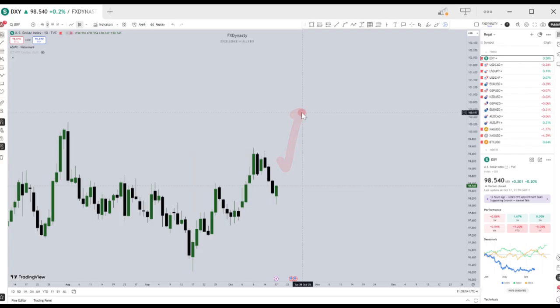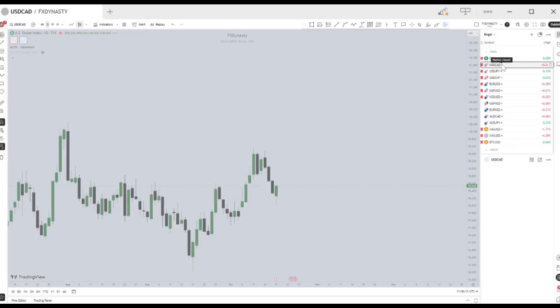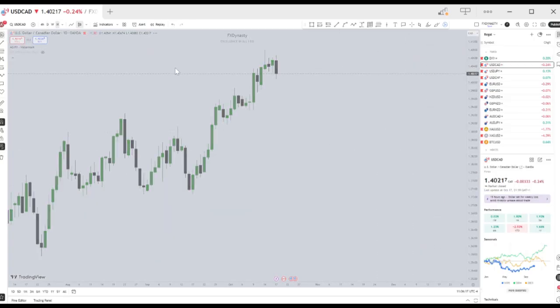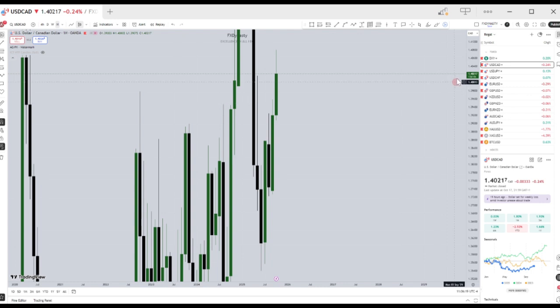For me, this week, I'm expecting this week to be a bullish week for the US dollar and other dollar related assets. So I'm going for bullish dollar this week. The next asset we'll have is USD CAD. USD CAD will start off on the monthly time frame as well.